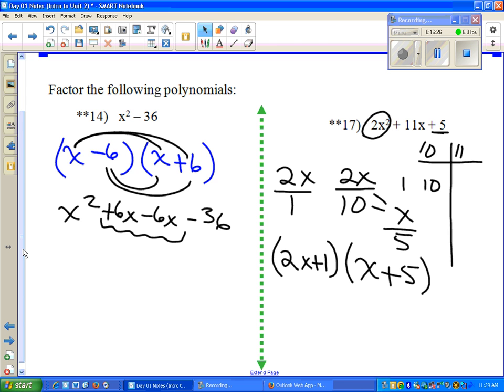You get the 10 by multiplying A times C, the first term times the last term. You always do that. If there's not a greatest common factor, you always do that. And that becomes the number it multiplies to. The 5 becomes the one I add to. That stays the same, the B.